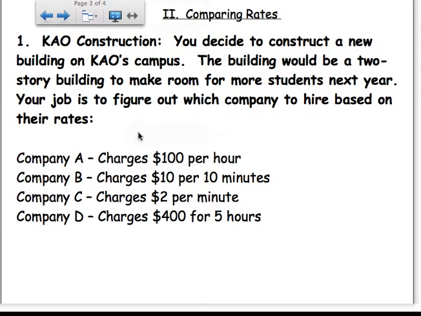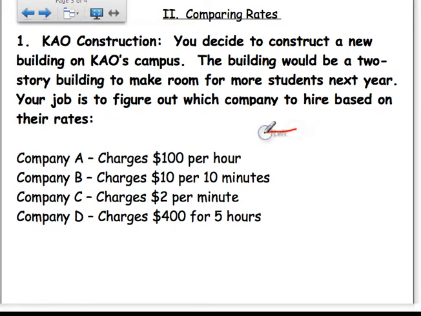For better practice, I'd like you to complete this problem. KO construction. You decide to construct a new building on KO's campus. The building would be a 2-story building to make room for more students next year. Your job is to figure out which company to hire based on their rates. So you have 4 rates. Charges $100 per hour, charges $10 for 10 minutes, charges $2 per minute, or charges $400 for 5 hours.